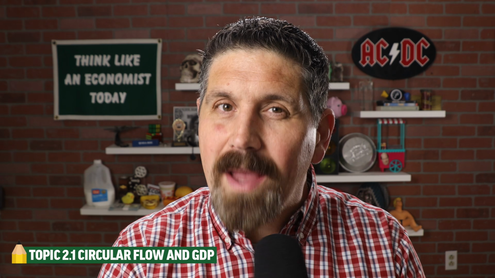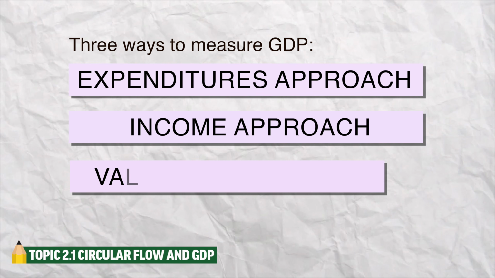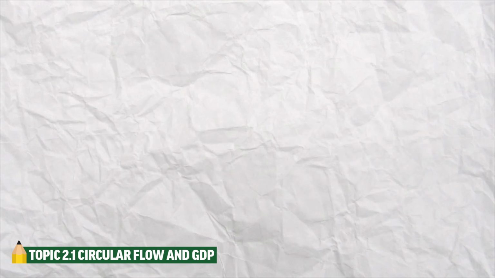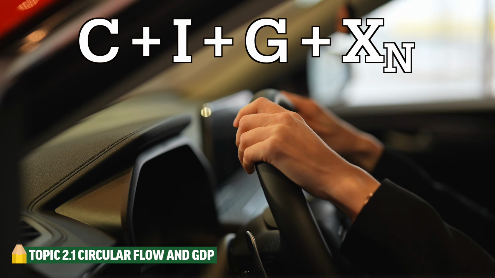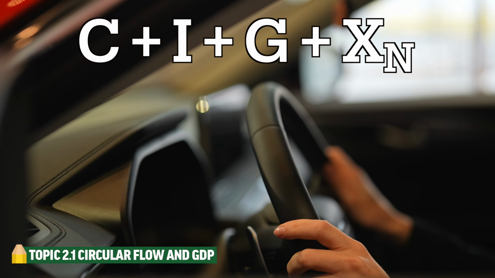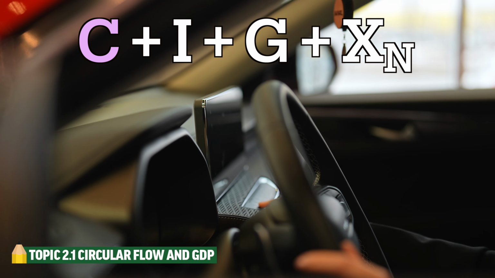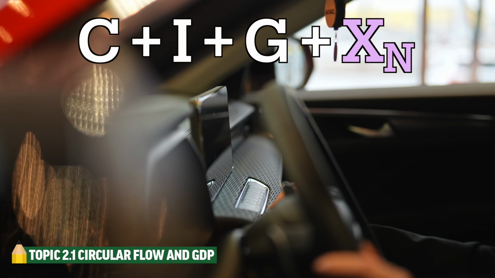And remember, there's 3 ways to measure GDP. There's the expenditures approach, the income approach, and the value-added approach. The most important one by far is the expenditures approach. It adds up all the spending in the economy and gives you the most important equation in all of macroeconomics: C plus I plus G plus X sub N. Think of it this way. A car produced in the United States can only be purchased by one of 4 entities. It can be purchased by consumers, regular people like you and me, by a business, by the government, or by someone from another country.